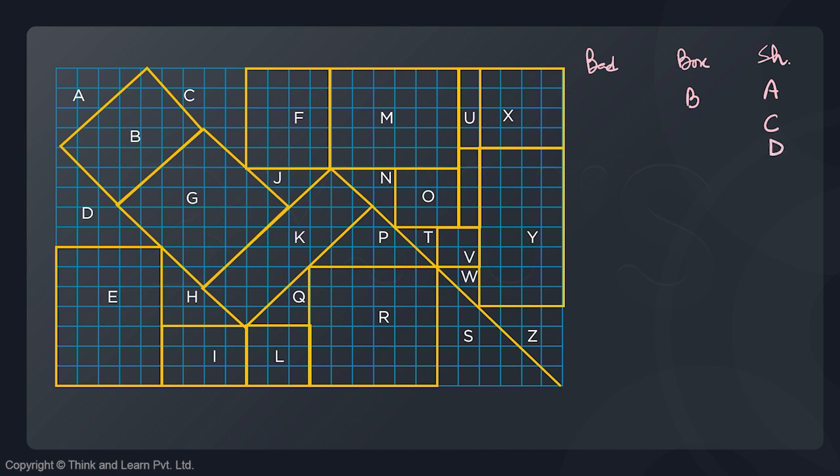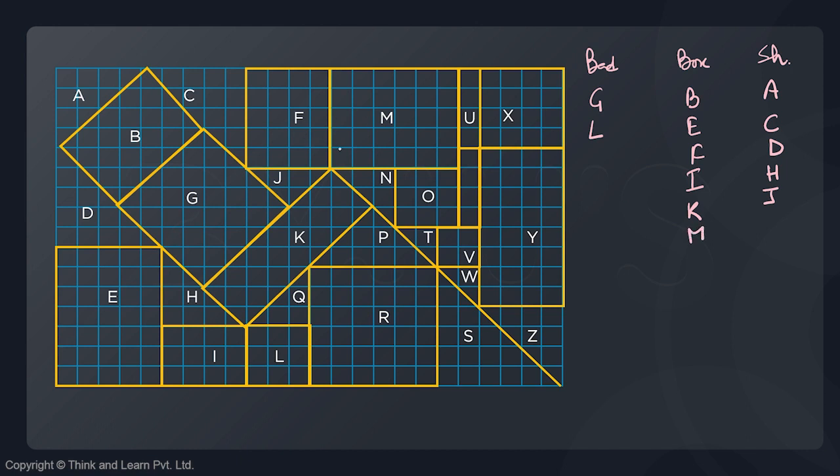D is triangular. After that, E is again a rectangular area. Then after that, I have F as again a rectangular area. G is a square, so G would come over here. After that, I have H as a triangular area. Then I have I as a rectangular area. Then I have J once again a triangular area, and then K is again a rectangular area. L is a square, so L would come here. M looks like it's a square. No, it's not a square. It is a rectangular area.